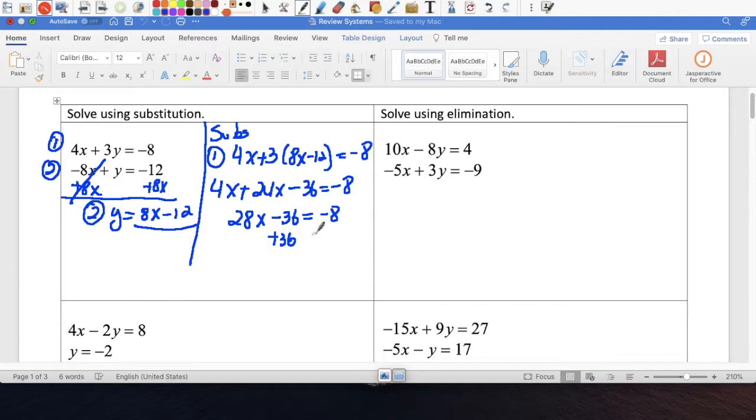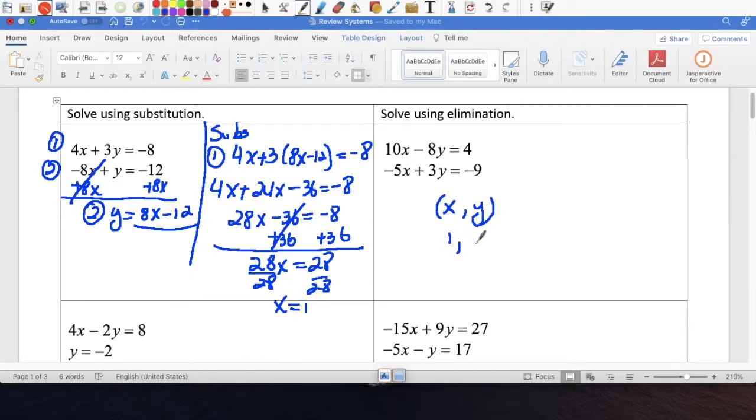Plus 36, plus 36. That goes away. We get 28x equals 28. Divide both sides by 28. And I have my coordinate, x equals 1. So for my point of intersection, I have one coordinate. I need a y coordinate. So I know what x is. Pick either the original equation or one of the versions of equation 2 to find what y is.